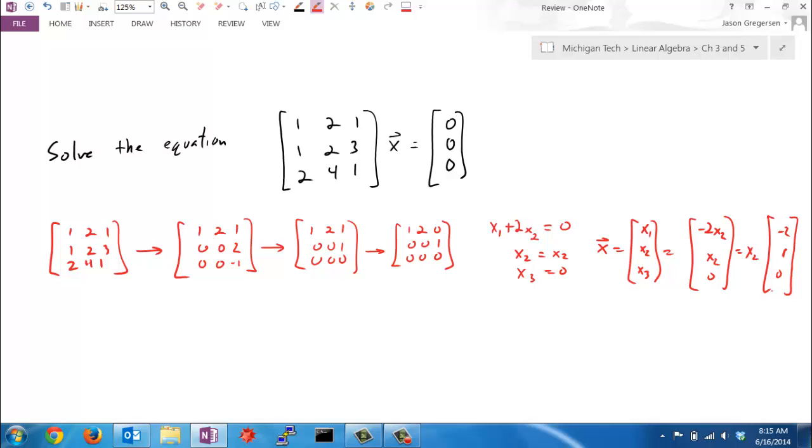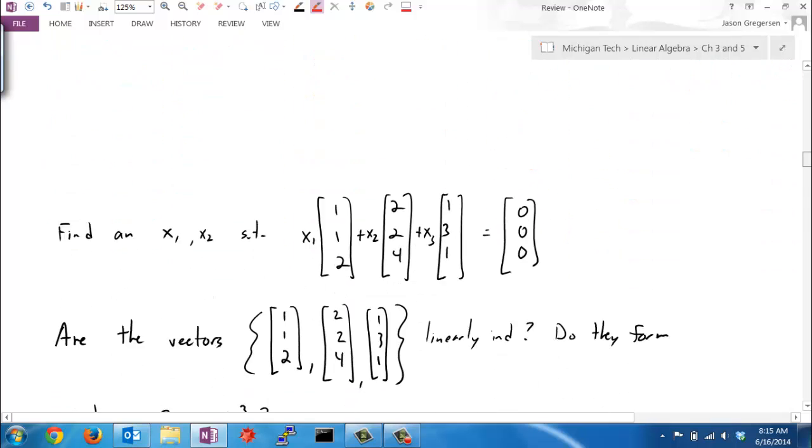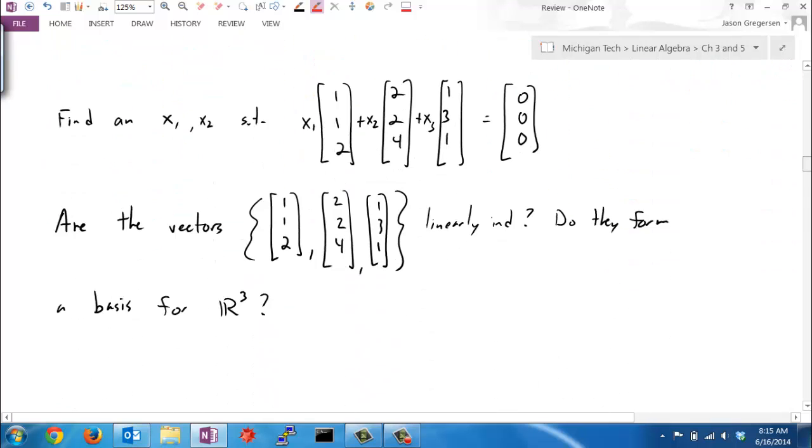All right, and the big follow-up from this is that just like we could represent our systems, we could ask for that same process a whole bunch of different ways. So find an x1, x2, and x3 such that this is true. I'm asking the same question. I would say solve the homogeneous system. That would be another way. I could ask, are these vectors linearly independent?